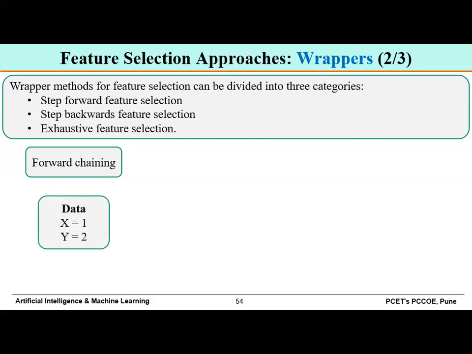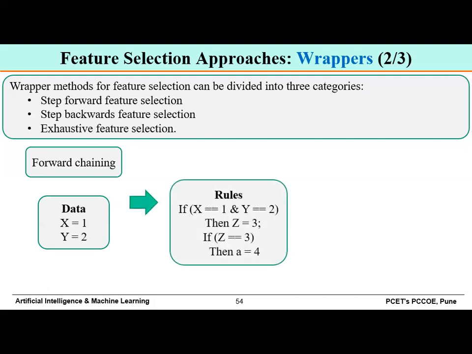So for example, you have a data set, let's say x is equal to 1 and y is equal to 2. Now, if you know x is equal to 1 and y is equal to 2, then you can calculate z. Z is equal to x plus y, so 1 plus 2 equals 3. That you can do. And if z equals 3, then let's say a is equal to 4. So these rules you have.